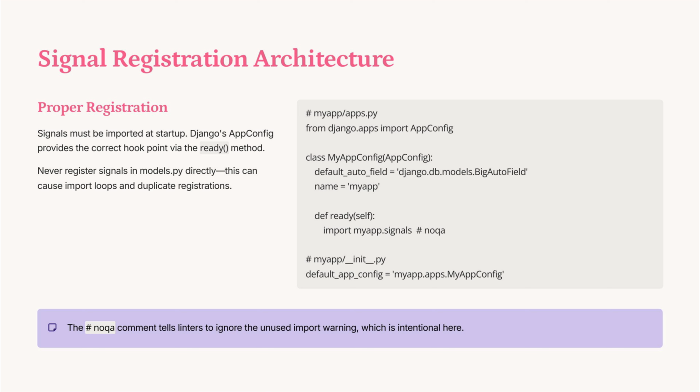Signals should be imported at startup using Django's AppConfig in the ready method. Avoid registering signals in models.py to prevent import loops and duplicate registrations. In apps.py, import your signals within the ready method, and use noqa to suppress linter warnings for unused imports.